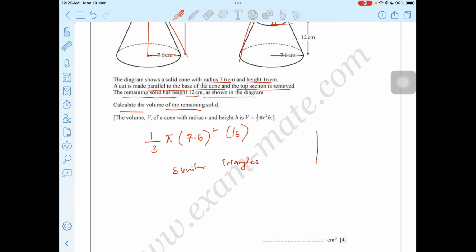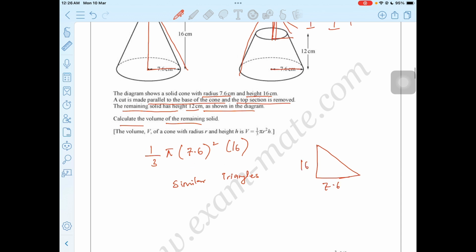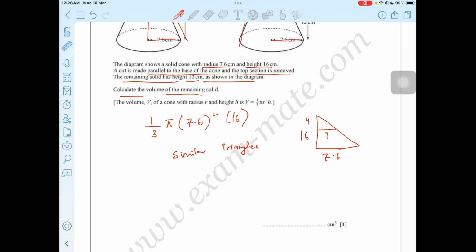Because we have this as 7.6, we have a total height of 16, right? So this is cut from here and this is basically 4, right? And we need to calculate the radius. So we have 4 over x, since this will be x, and then we have 16 and 7.6, right?